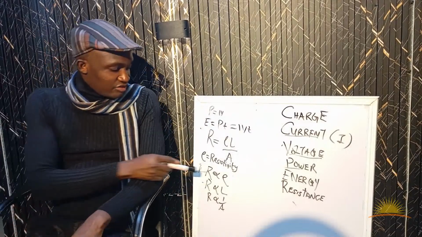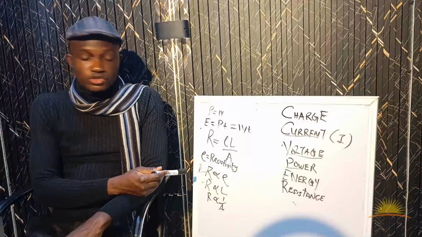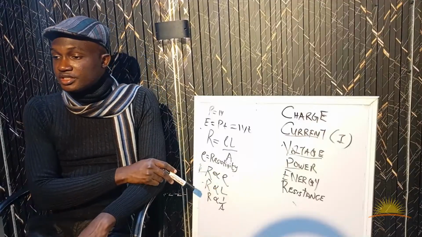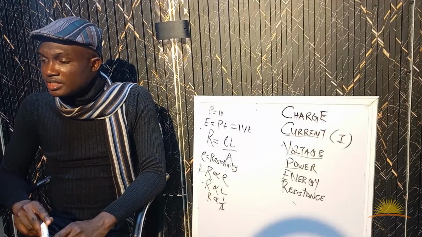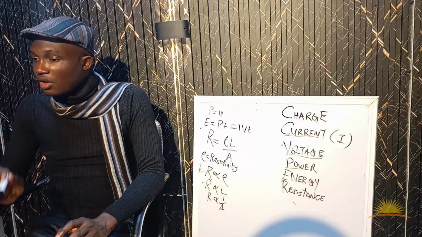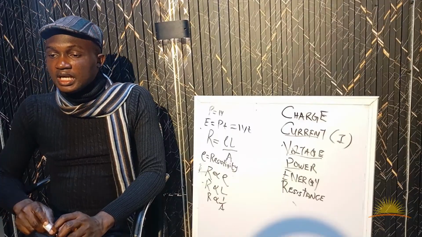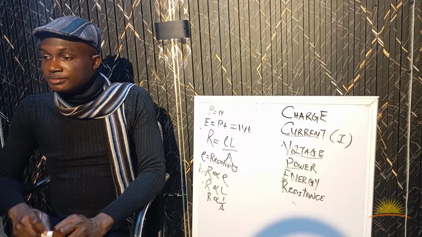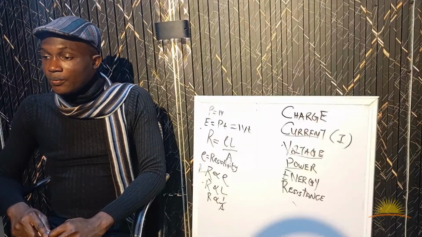Now, what this formula tells us is that we should choose the material with the lowest resistivity. So the first assignment is for you to find all the metallic materials used for wiring and their resistivity, and also tell me which one of them is best for wiring and why.